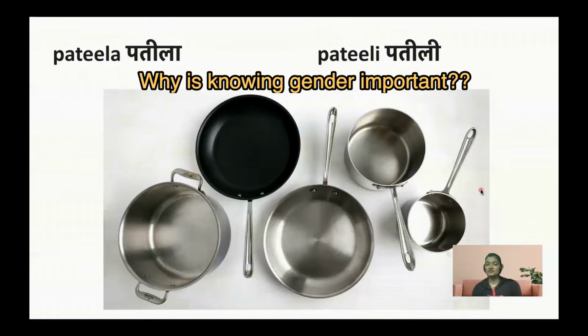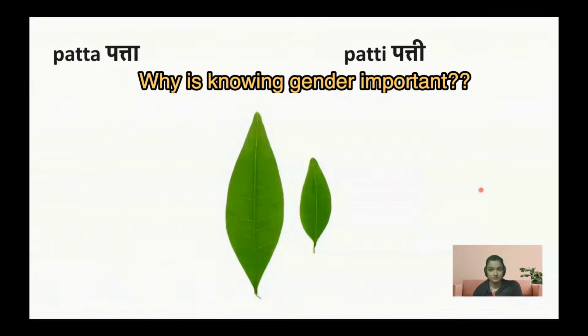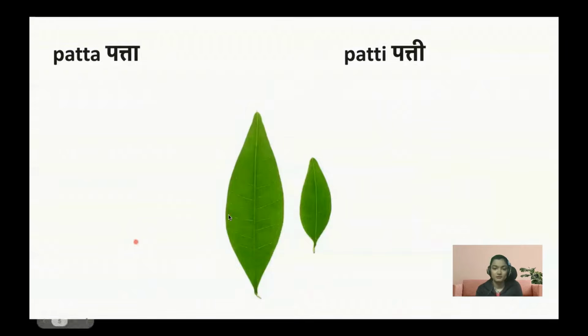Now the question is, why do we need to know the gender of objects? Why can't I do without? For example here, पत्ता, ये पत्ता है और ये पत्ती है. Why do I need to call this patta? Why can't I call this patti? Well, the answer is no. You can't do without the identification of gender in Hindi.